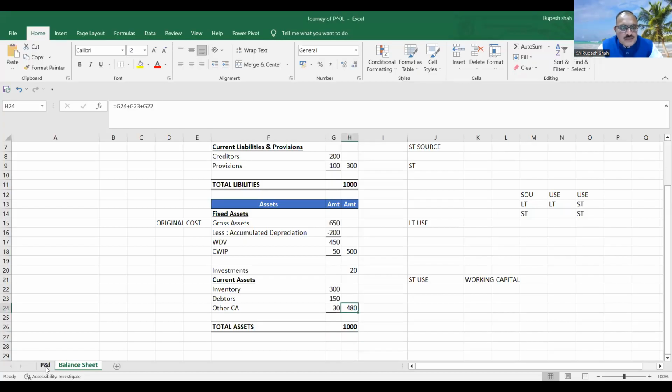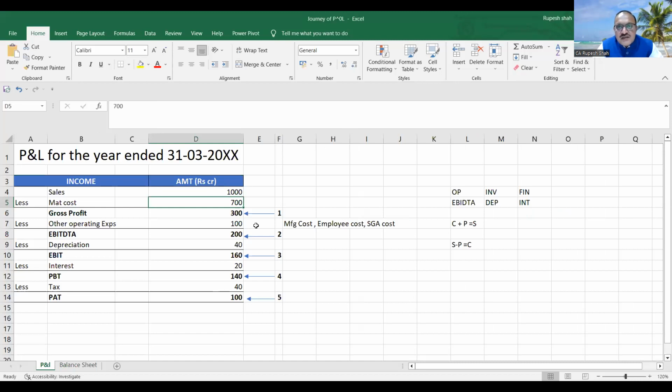Okay, let us look at the P&L. Now just see here in this case. Okay, say 300 is the profit. What is the profitability? 300 divided by 1000. That means 30% is the profitability. Here 200 divided by 1000 means 20% is the EBITDA margin. EBITDA profitability is 20%. EBIT is 160 divided by 1000, right? And here 140 divided by 1000. And in PAT, it is 10%.